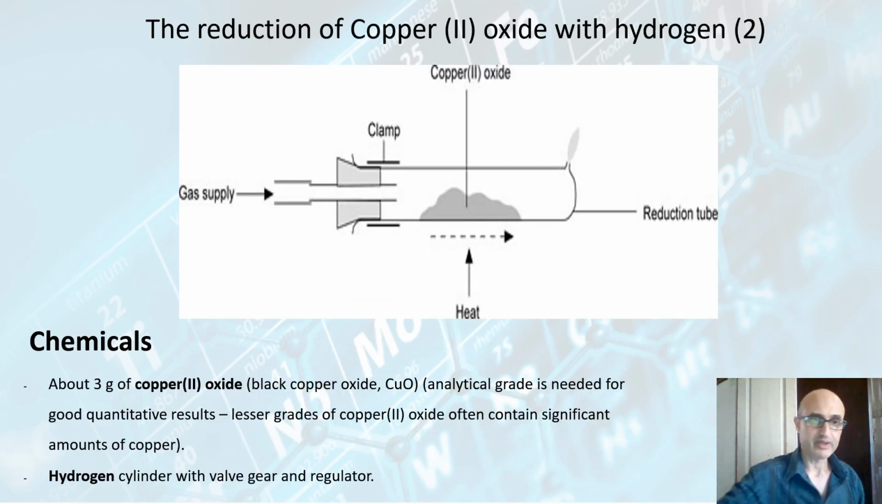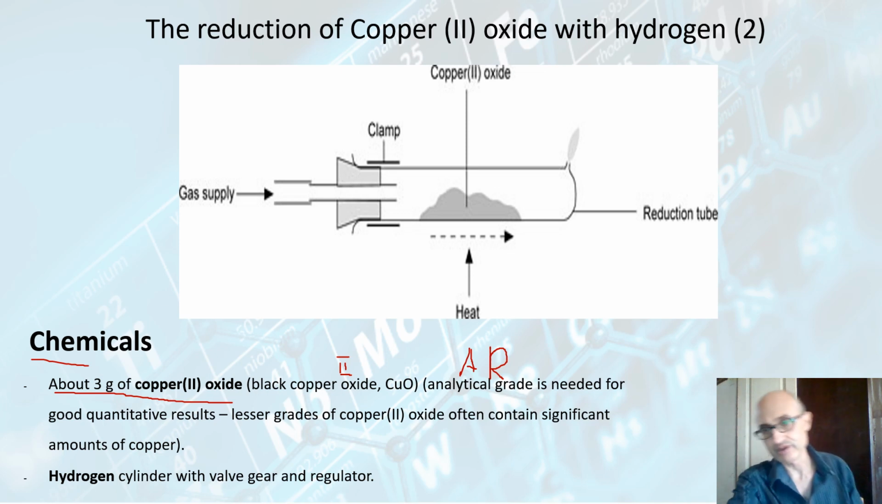The first step is, as indicated in your chemicals section over here, you will need to weigh out about 3 grams of copper 2 oxide. Remember that copper 2 oxide is a black oxide. Notice that we will need AR grade. AR is an abbreviation for analytical grade, and it is very different from GPR grade. The GPR grade is general purpose reagent.